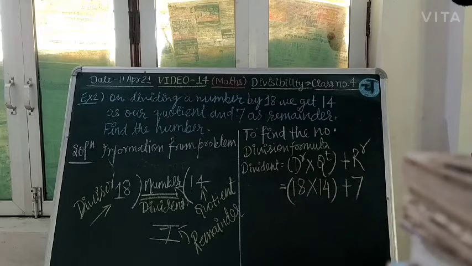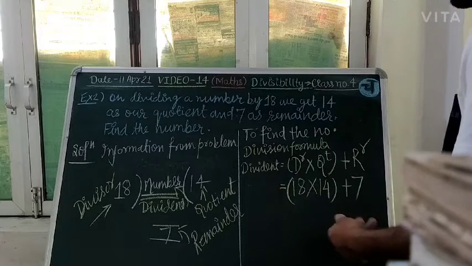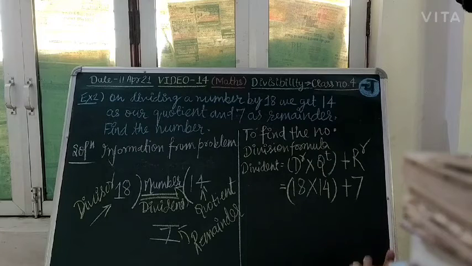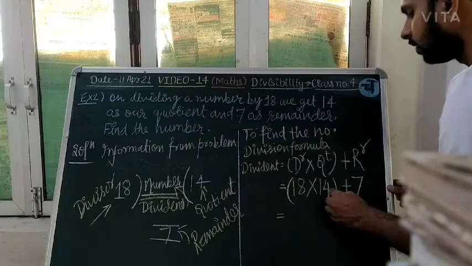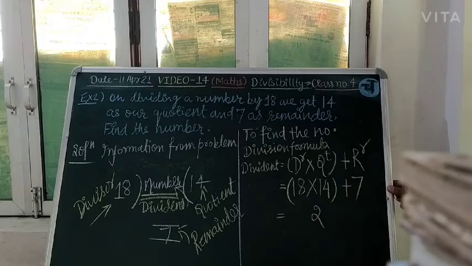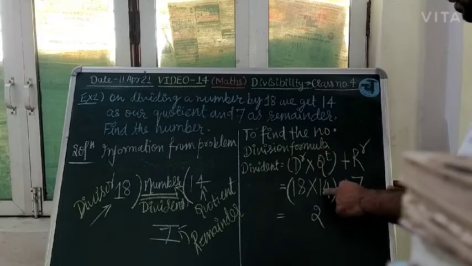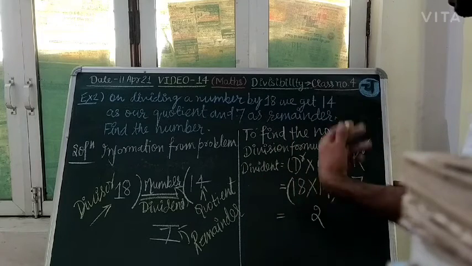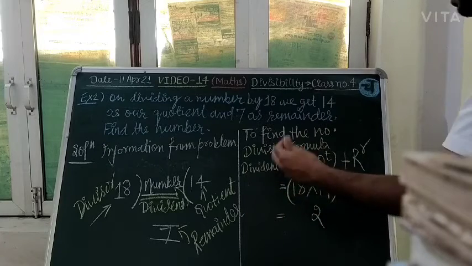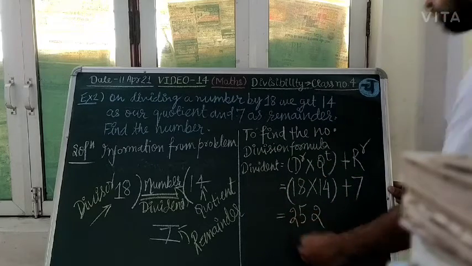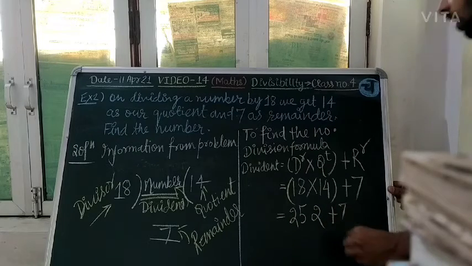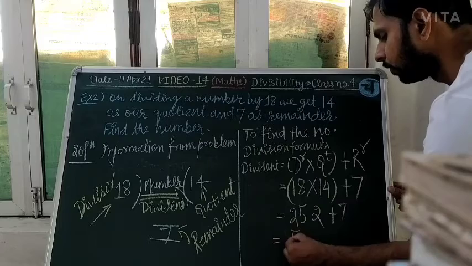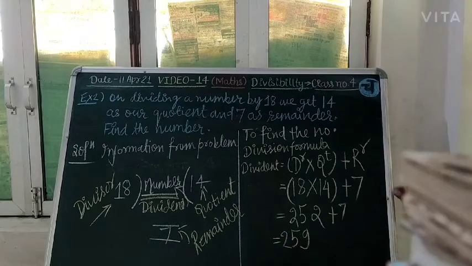This 18 into 14. 14 8s are 112. 2 you will write, 11 as our carry. 14 1s are 14 plus 11, plus remainder. 14 1s are 14 plus 11, 25. 2 5, 2 plus 7 is 9. 259.